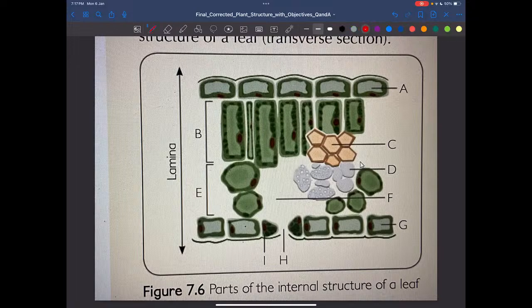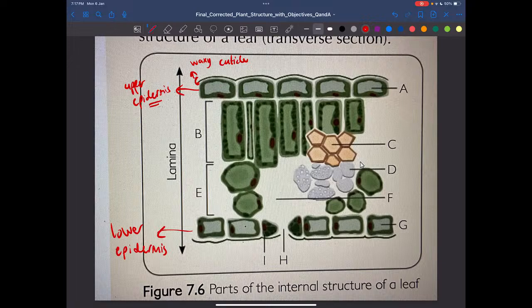So leaves have what? They have an upper epidermis. So epidermis is what? Epidermis is the outermost layer. Okay, so as you can see, we have the upper epidermis and we have a lower epidermis. Okay, and now these leaves, you see this is what we call a waxy cuticle. Okay, and what is the function of this waxy cuticle? It is to prevent water loss.